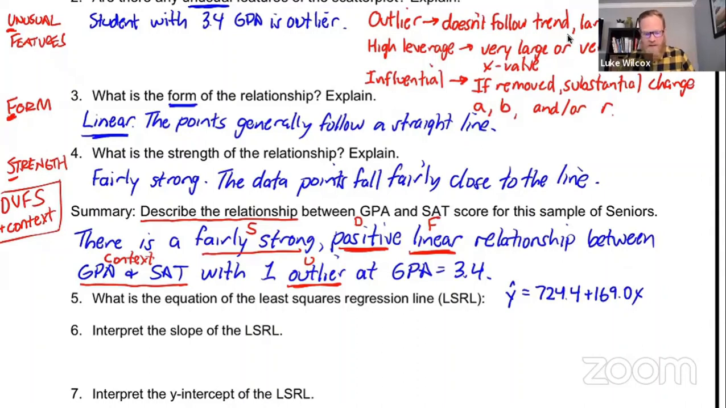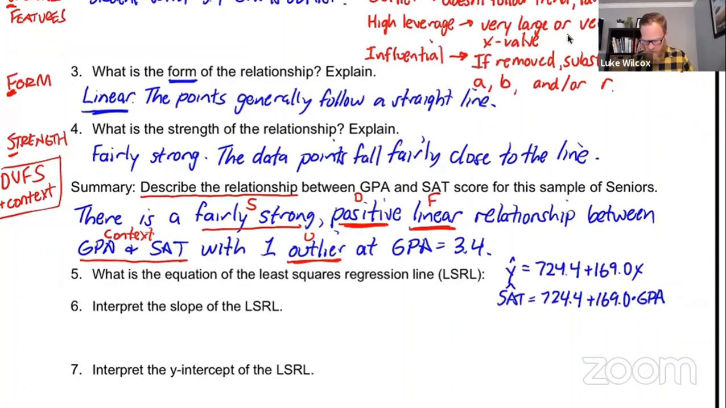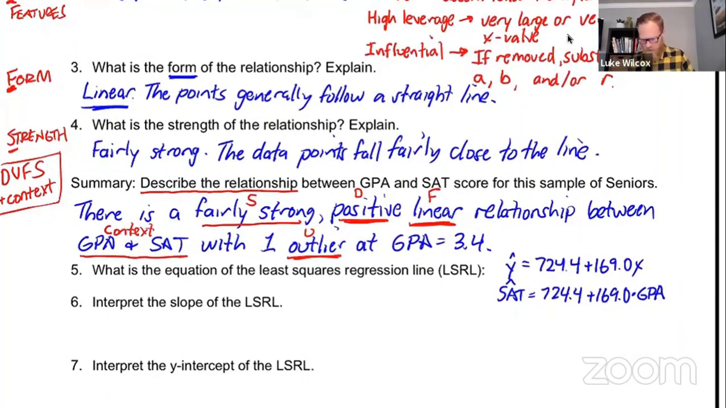So we know that y, the thing we're trying to predict, is the SAT score. So I'm going to rewrite this as SAT, and I'm going to include the hat on it, which means predicted SAT, because we're trying to predict the SAT from the GPA, equals 724.4 plus 169.0. And now instead of x, I'm going to put in my x variable here, which is GPA. And now I have a very clear understanding of what we're using that line for, which is to predict SAT scores.